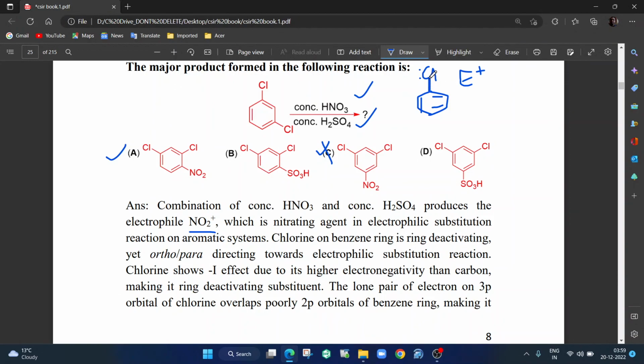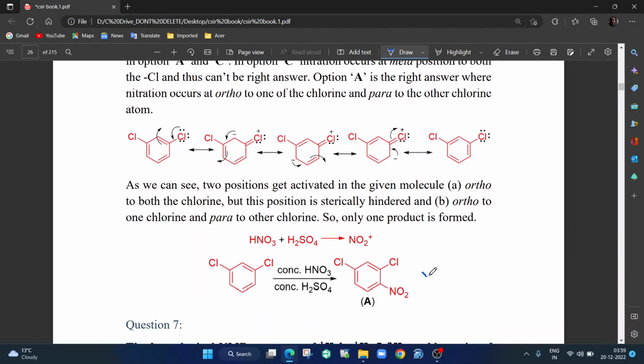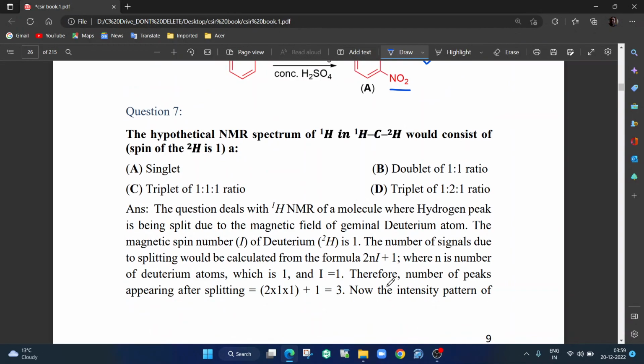this bond is long and weak, because carbon is 2p orbital and chlorine is 3p orbital. But still, some amount of resonance does exist, and therefore it is ortho and para directing. So, you can see here it gets activated ortho and then para. Similarly, for this chlorine also ortho and para. So, the right answer has to be A, because this nitro is ortho to this chlorine and para to the other chlorine. Let us go to question number 7.